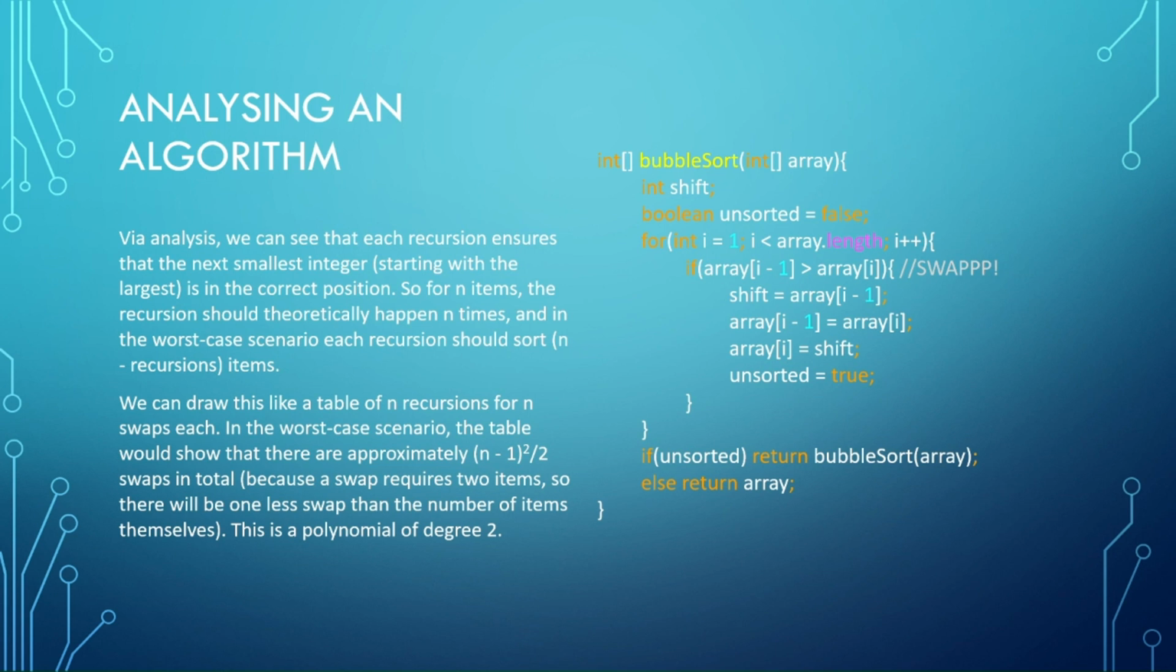Yeah, but it's how it might be logically done. So n minus 1, because the swap requires 2 items, so there'll be 1 less swap than the number of items themselves. So this is a polynomial of degree 2. This is an example of how we can find a mathematical expression from an algorithm. So let's try some shortcuts now.